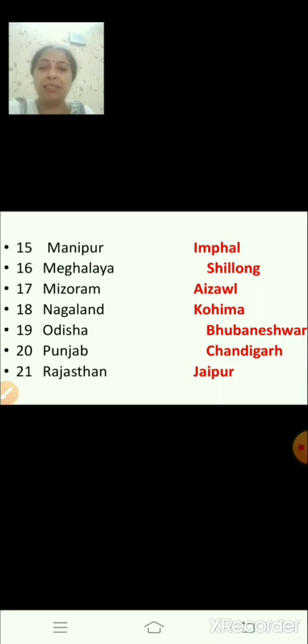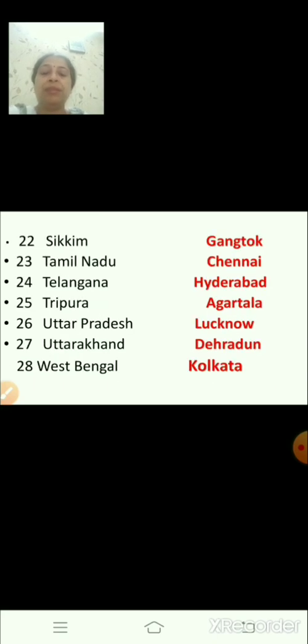Punjab, capital Chandigarh. Rajasthan, capital Jaipur. Sikkim, capital Gangtok. Tamil Nadu, capital is Chennai. Telangana, the capital is Hyderabad. Tripura, the capital is Agartala. Uttar Pradesh, capital Lucknow. Uttarakhand, the capital is Dehradun. West Bengal, the capital is Kolkata.